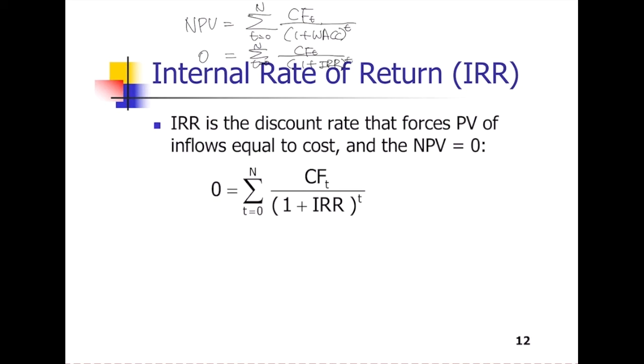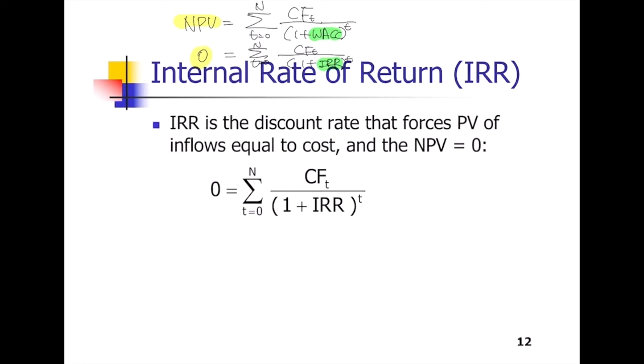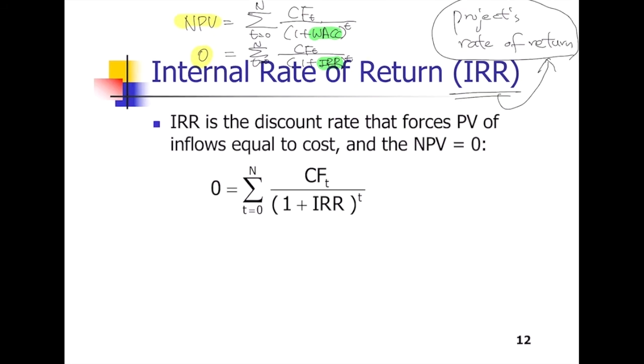Yeah, it changed a little bit, right? NPV changed to 0 and WACC changed to IRR. What does it mean? IRR means the project's rate of return. That is the IRR. This is a similar framework to bond valuation, the yield to maturity.